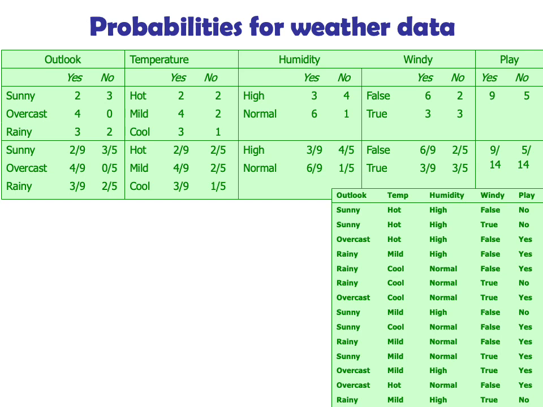Again, you do the same thing for sunny, no. So how many sunny no do I have? I have 3 days. And how many nos overall do I have in my data set? I have 5. So the probability is 3/5, and so on, okay?